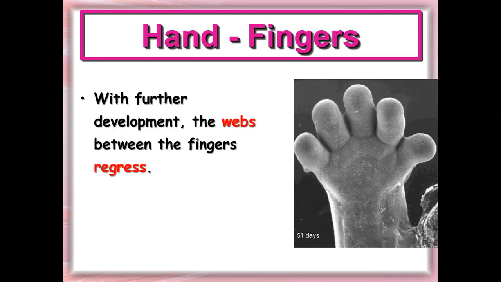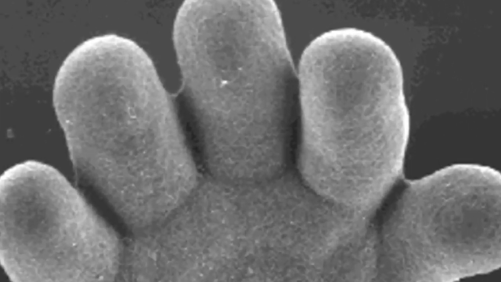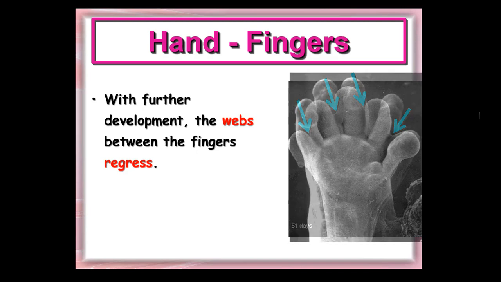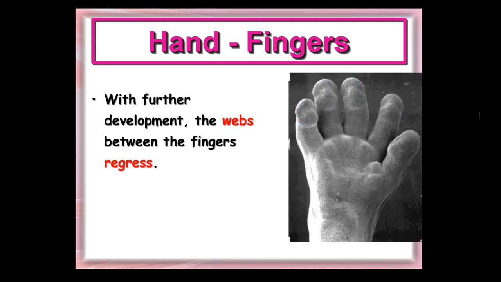With further development, at first there were webs holding these fingers together, but later on these webs will regress and free the fingers from each other. These are the sites of the webs holding the fingers together, and when they regress or disappear, the fingers now are free from each other.